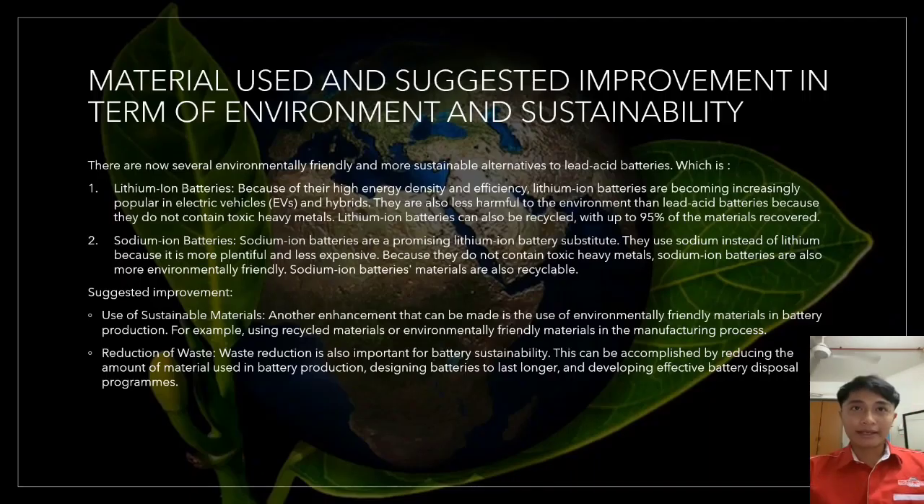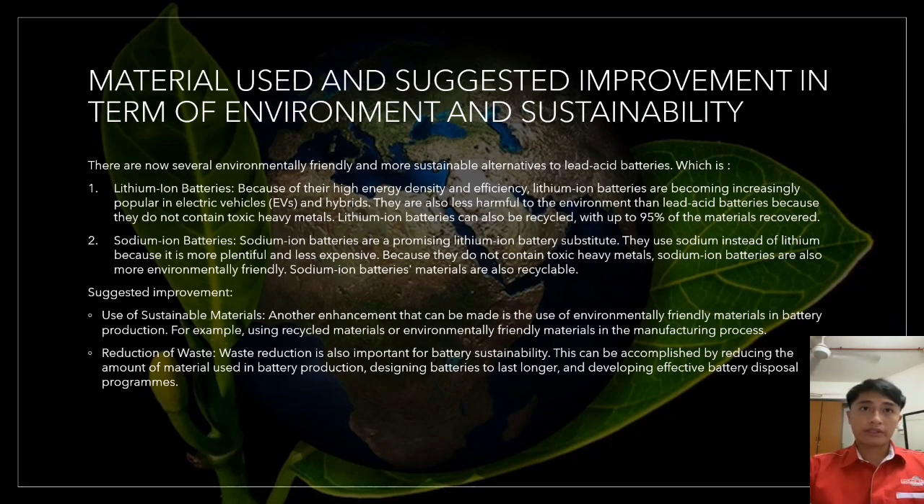And on the next slide, there are several environmentally friendly and more sustainable alternatives to lead-acid batteries. Number one, lithium-ion batteries. Because of their high energy density and efficiency, lithium-ion batteries are becoming increasingly popular in electric vehicles and hybrids. They are also less harmful to the environment than lead-acid batteries because they do not contain toxic heavy metals. Lithium-ion batteries can also be recycled, with up to 95% of the metal recovered.